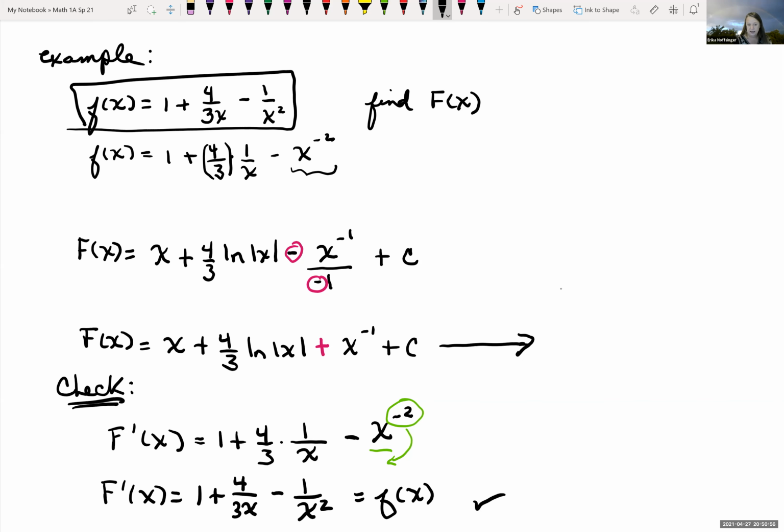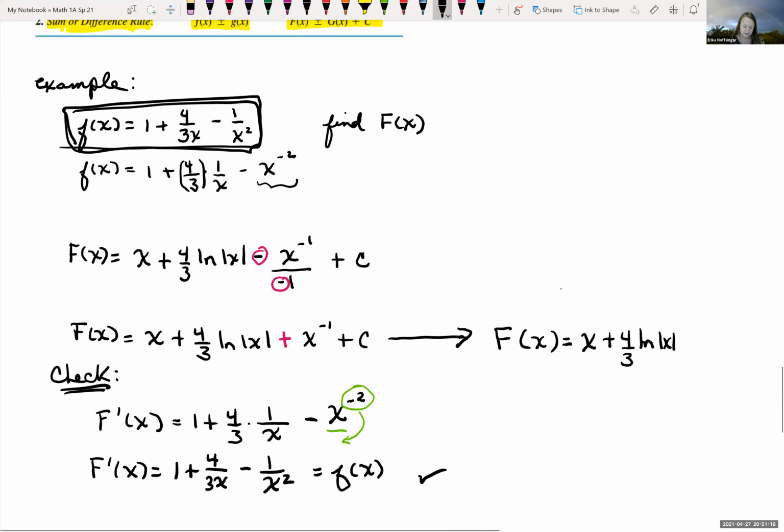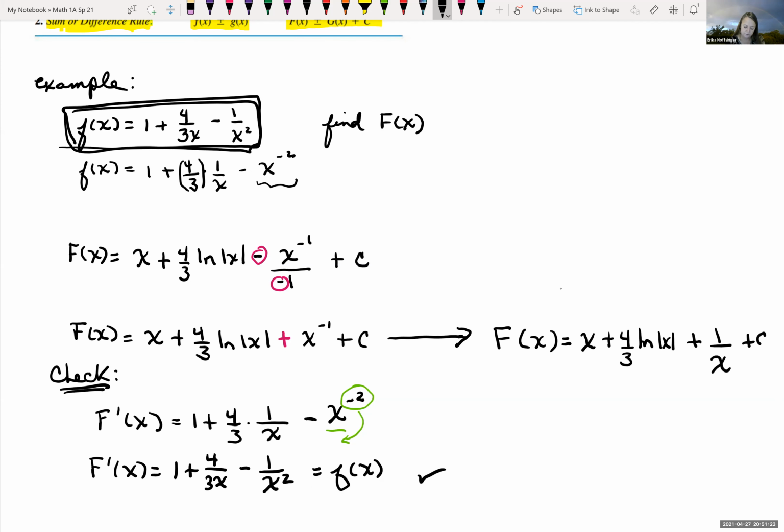I would probably clean up my antiderivative just a little bit because our original function didn't have negative exponents. I just wanted to leave it in that form when I did my check. So I would write my antiderivative as x plus 4/3 natural log of the absolute value of x, plus 1/x plus c.